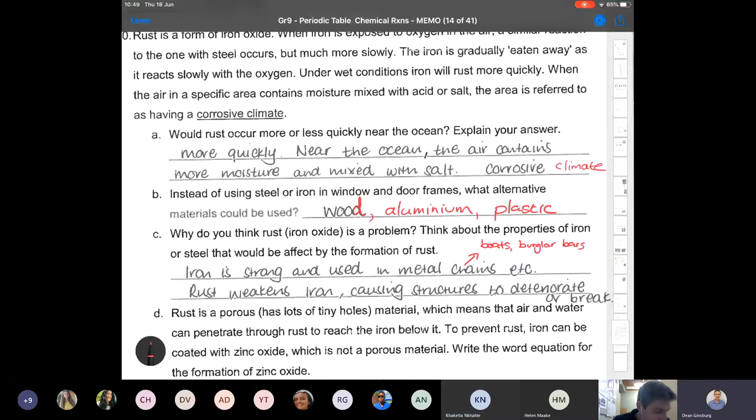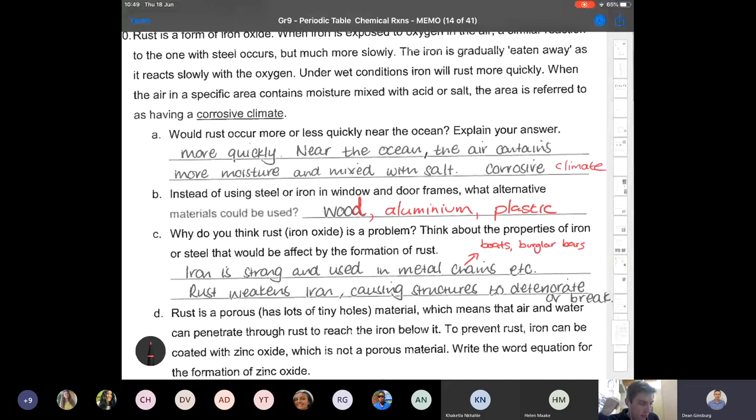So rust is porous. Porous means it's got lots of tiny little holes, like a sponge is porous. Even something like a rough tar road is porous. It's got lots of little pits and holes in it. Whereas something like glass is smooth. It doesn't have little holes. So rust is a porous material, which means that air and water can penetrate through the rust to reach the iron below it.